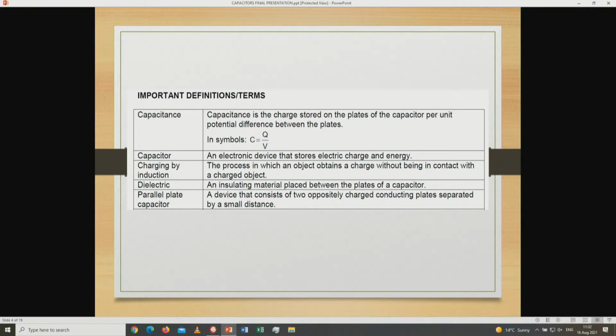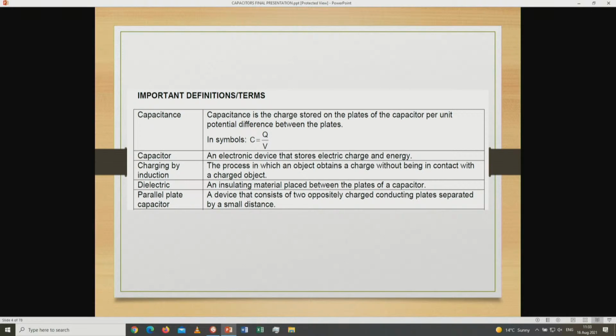These are important terms that learners should be able to define as is. What you should take into consideration is that when you define concepts, make sure that all the key words are there and the context of the definition is correct as defined in the Free State Assessment Guidelines. The definition for capacitance is the charge stored on the plates of the capacitor per unit potential difference between the plates. In symbols, it is denoted by C, which stands for capacitance, over charge over potential difference.